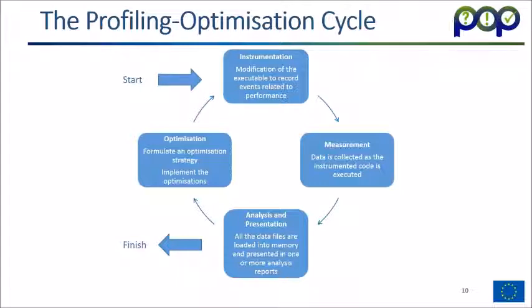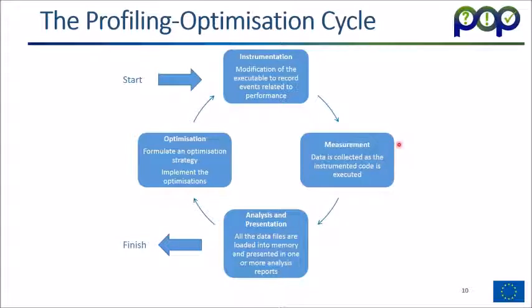You'll see a couple of arrows, a start and a finish. So the start here. It depends on the tool you're using, but in many cases you first need to instrument the code, and this refers to modification of the executable so that events related to performance get recorded when the code is actually run.